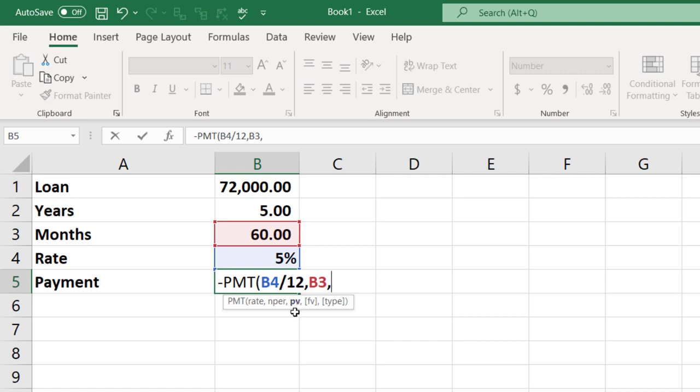And the present value represents the loan amount at the current date. And for us, that's going to be the $72,000 at the current date. That's the present value. We don't need the future value or type to wrap this up. So I'm just going to close it at that point and enter.